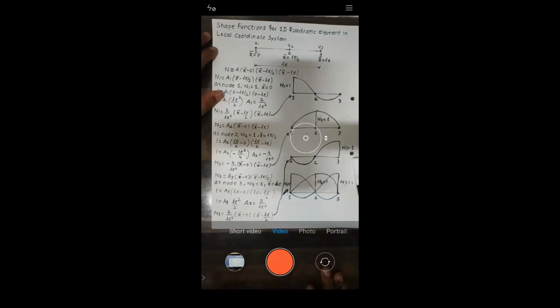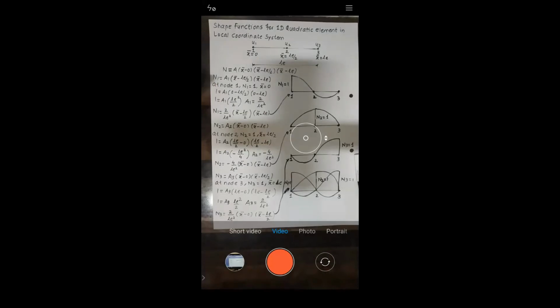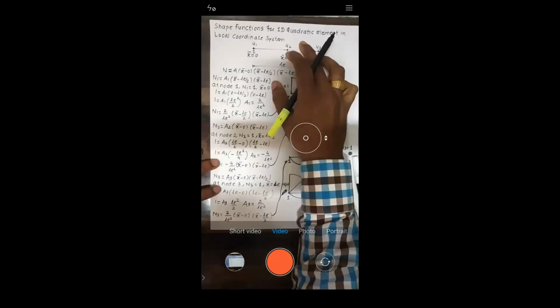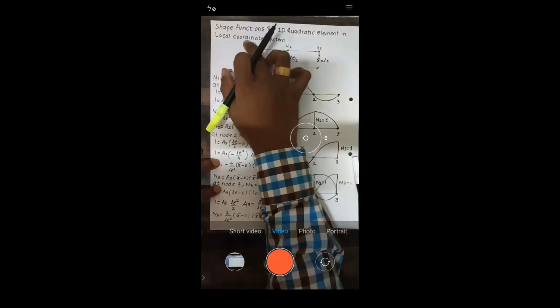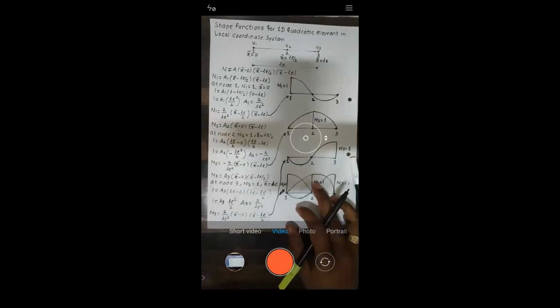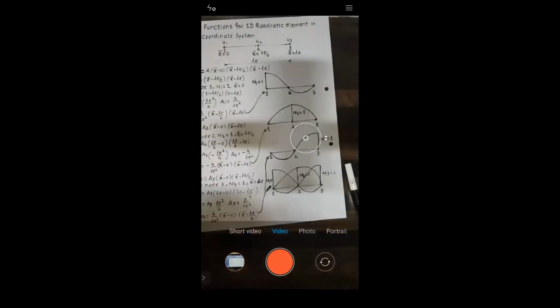So this we have done for what? Quadratic element. In which coordinate? Local, right? Local we have seen. So we should derive it for natural coordinate now. We are supposed to derive it for natural coordinate. So let's see how to do that.